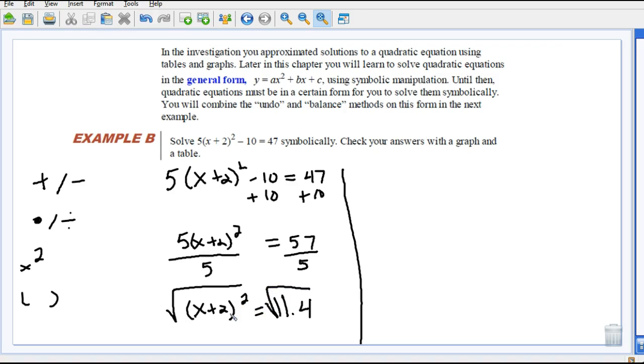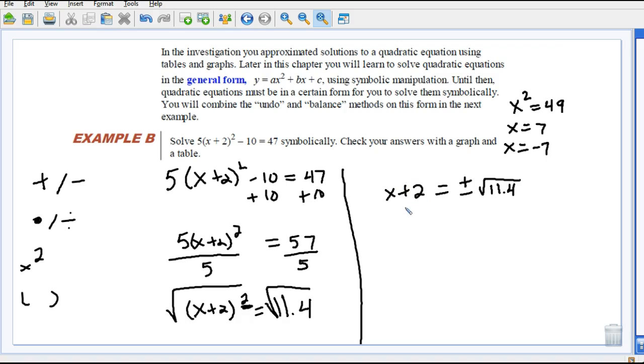But when I take the square root, remember we had a bell ringer the other day that said find x such that x squared equals 49. We said we should have two answers: x equals 7, but x could also equal negative 7, because negative 7 squared gives positive 49. So when I get rid of the square, I have to have two answers. I'm left with x plus 2 without the square, and I don't need the parentheses anymore. Now I need both the positive and negative square root of 11.4.